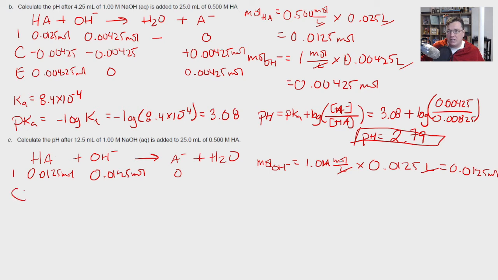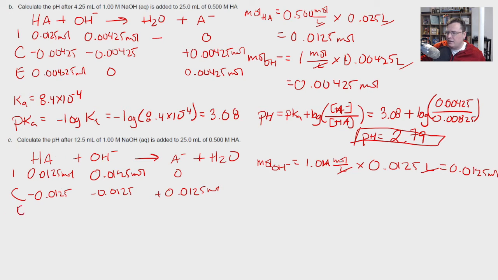Now we're looking at the change, so we're looking at what's the limiting reagent. They're both equal to each other, so they're both going to completely neutralize each other, and so we're going to end up consuming all of that. So it's 0.0125. Both of those are going to be lost, that many moles. And now A minus is going to gain that many moles. So 0.0125 moles, so plus in that case.